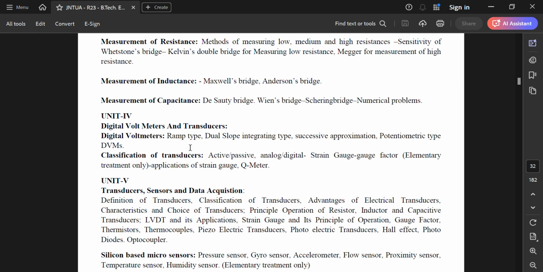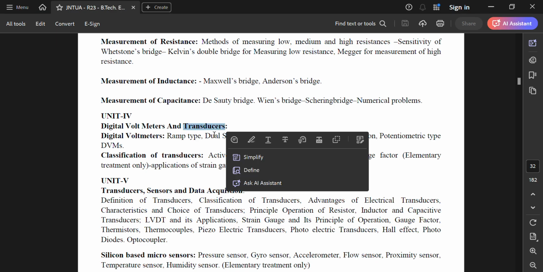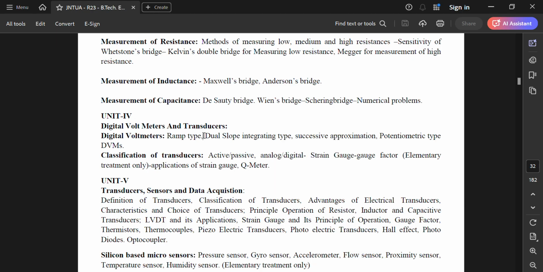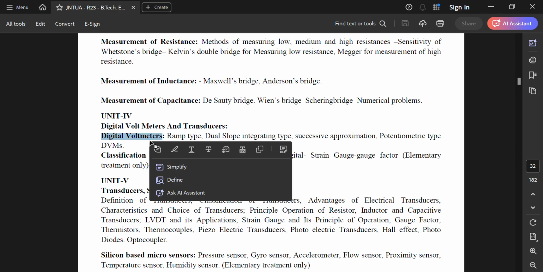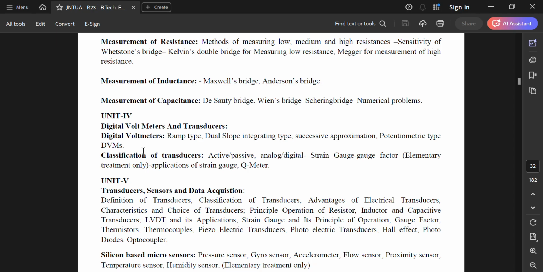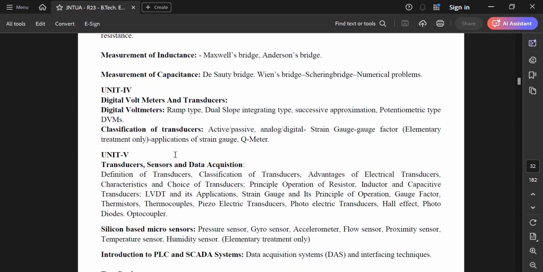Coming to unit 4, digital voltmeters and transducers. This is the instrumentation. Transducers are used to convert one form of energy to another form. Mechanical energy can be converted into electrical energy. A motor is a transducer, or LVDT, all will be covered. Digital voltmeters, how it works. Nowadays we are using digital meters totally, how they work, you can see in unit 4.